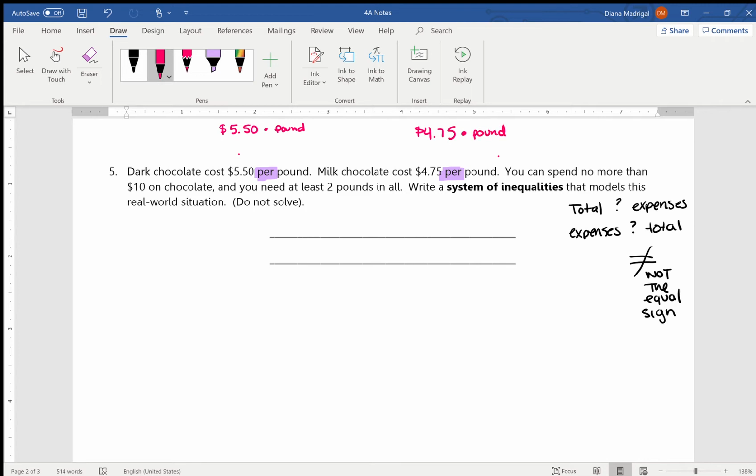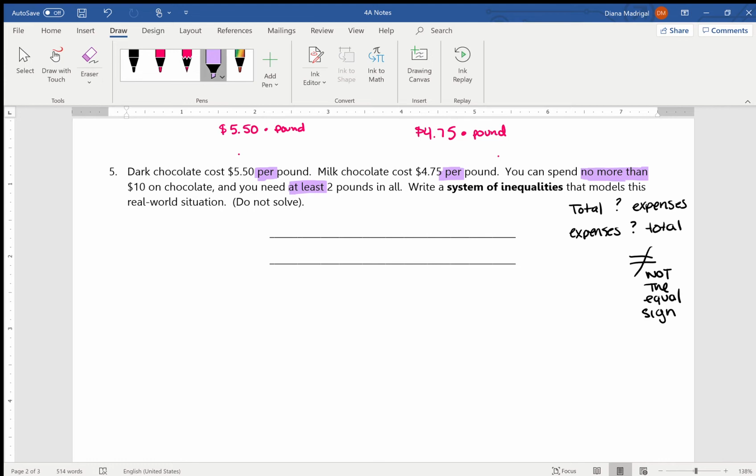Next, you can spend no more than $10 on chocolate. Key information: you can spend no more than the $10 on chocolate. All right. And you need at least 2 pounds in all. All right. Key information, I highlighted them already.